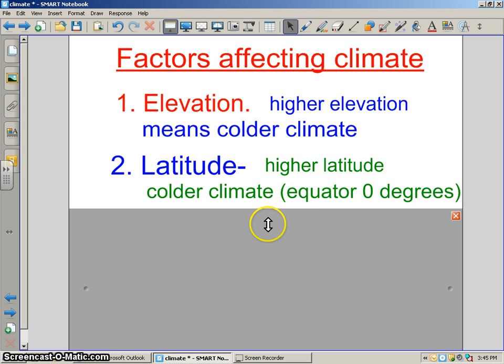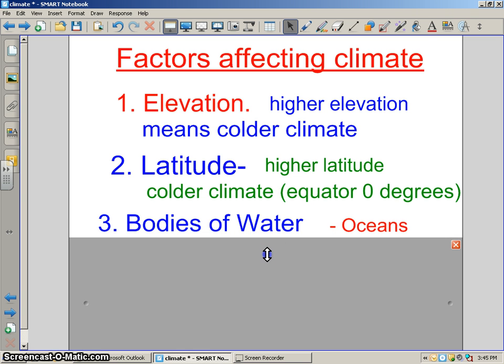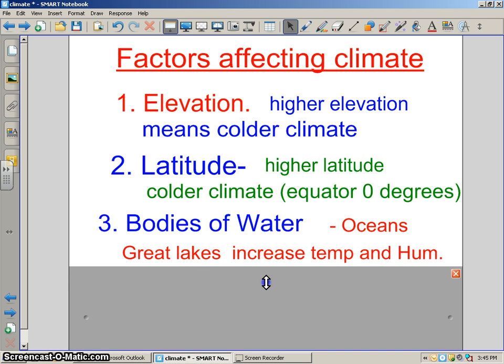So elevation, latitude, and where you are located, bodies of water that are nearby you. In our neck of the woods, we have the Atlantic Ocean. It definitely affects our climate. It affects our weather day to day, but it affects our climate overall. The ocean is warm. Even though you go swimming in there, ooh, it's warmer than the air around it most of the time. I mean, in the winter, it's warmer than the air around it. In the summer, it's colder. So it keeps us cool in the summer and warm in the winter.